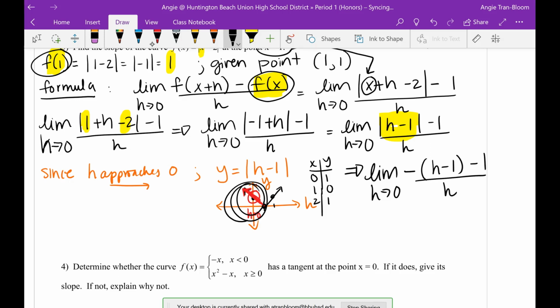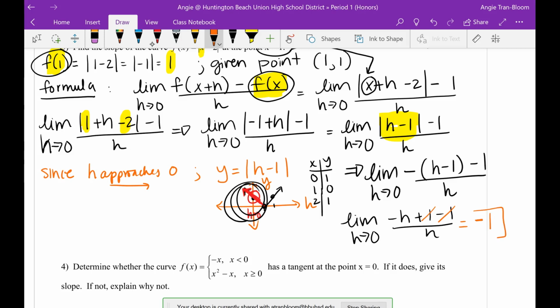I will distribute that negative sign in the front, and again, I'm just going to write everything down. So it's a minus h plus 1 minus 1 all over h. Okay, so these are now canceling. I'm left with negative h over h. I can reduce that to now a negative 1. So this, y'all, is the slope.